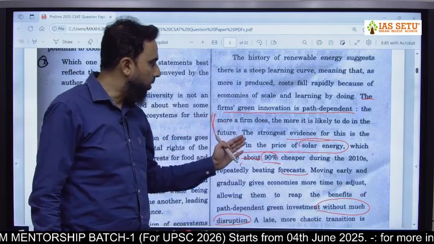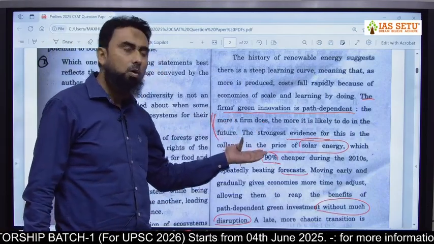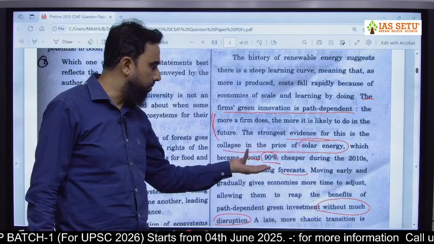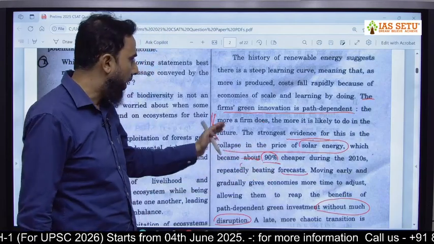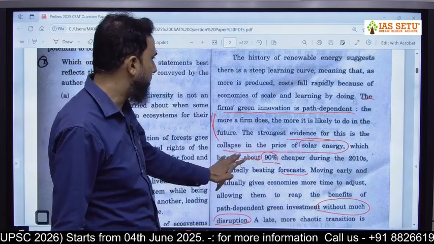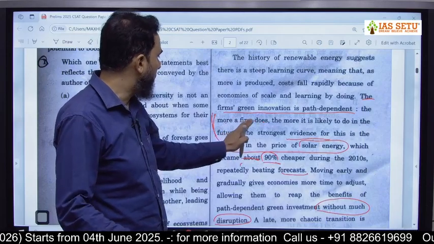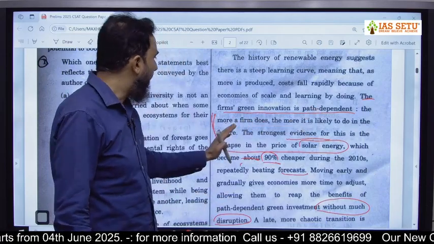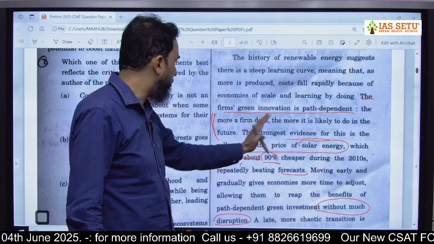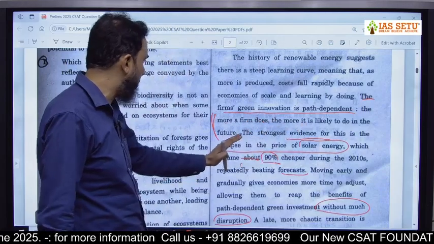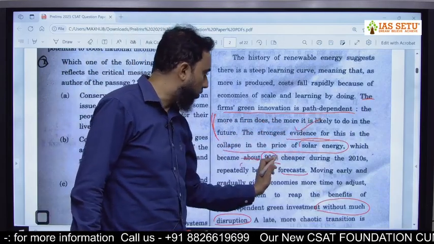So while talking about solar energy in a positive way, the author says that it became cheaper by 90%, right? Why did it become cheaper by 90%? Because it was path dependent, and that is the explanation of path dependence: the more a firm does, the more it is likely to do in the future. The strongest evidence is solar energy.